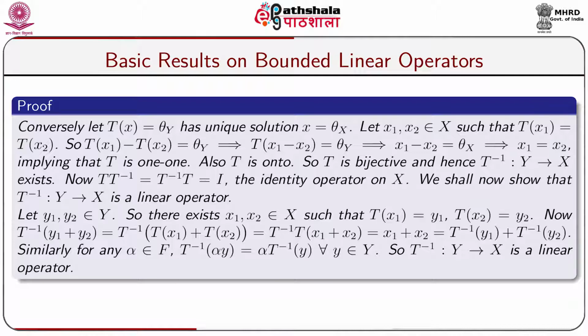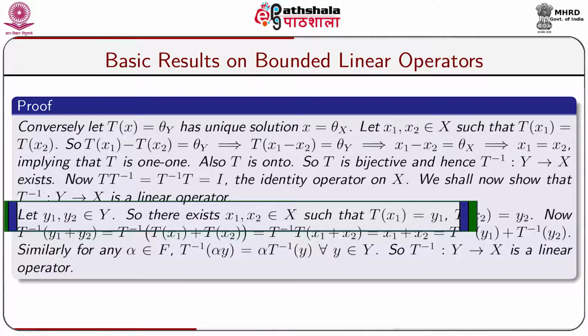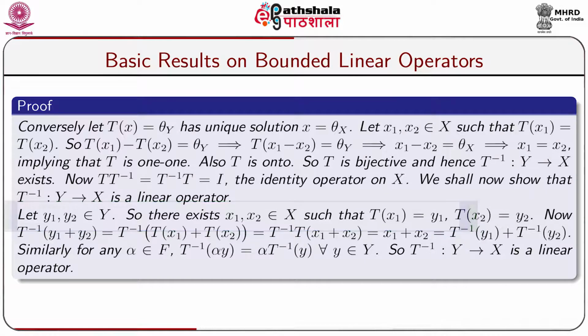Also we know that T inverse T is equal to I, the identity operator on X. We shall now show that T inverse from capital Y to capital X is again a linear operator. Let y1 comma y2 belonging to capital Y. So there exist x1 comma x2 belonging to capital X such that T of x1 is equal to y1, T of x2 is equal to y2. Now T inverse of y1 plus y2 is equal to T inverse of T of x1 plus T of x2, which is equal to T inverse T of x1 plus x2 by the property of linearity of T, which is equal to x1 plus x2.